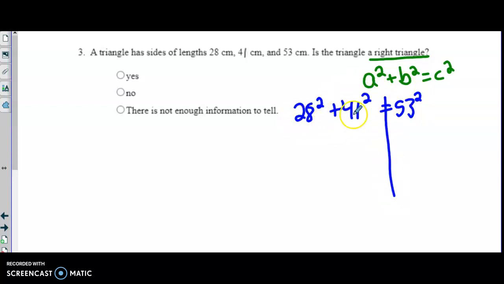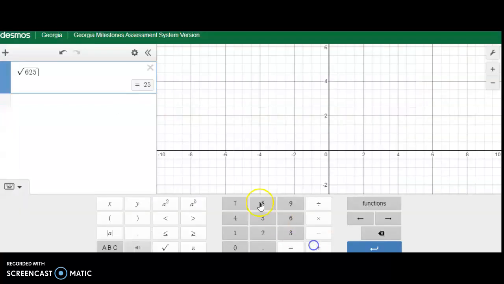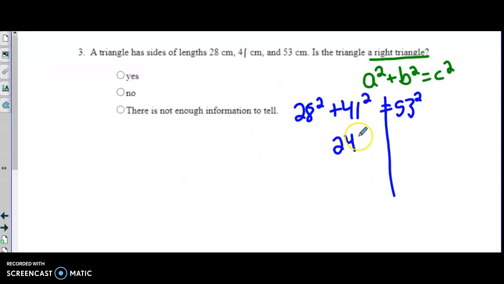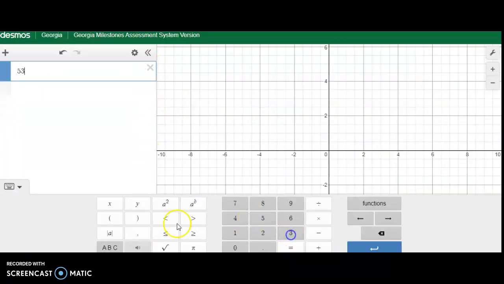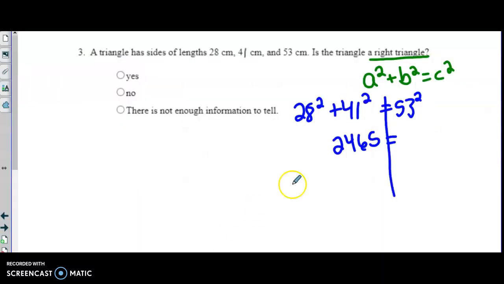Since there's no letters on this side, I can type that all in one step. So I'm going to do 28 squared plus 41 squared. That's 2,465. And now I'm going to type in 53 squared. That's 2,809. 2,465 does not equal 2,809. Those are not the same. Because the Pythagorean theorem does not work, we know that this is not a right triangle. So we can say that it is not a right triangle because the Pythagorean theorem does not work.